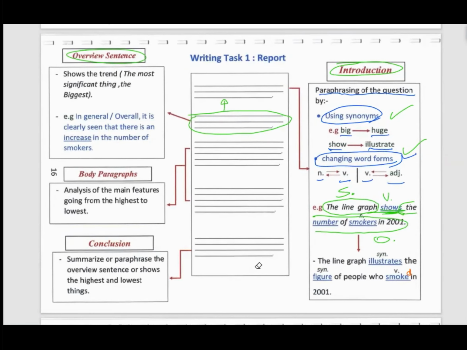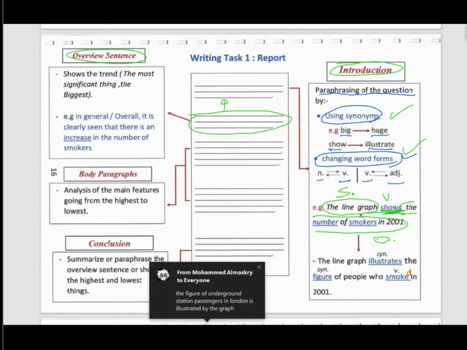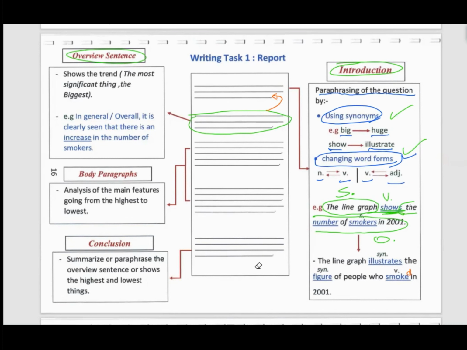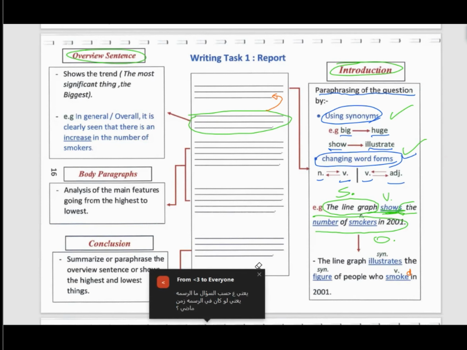So we are done with the introduction sentence. Now, as I said, the overview sentence is the next sentence that can be in a separate paragraph or combined with the introduction. Combined in the introduction. Let me just read this comment here. Yes, Mohammed, very good. That is right. By the chart or in the chart, you can say.